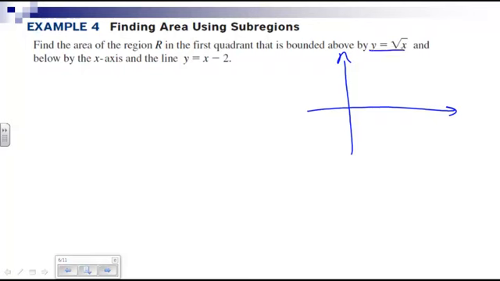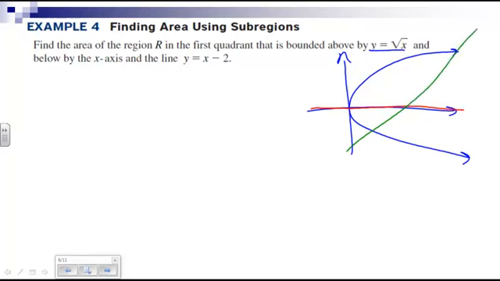In blue, then, will be our probably misnamed sideways parabola. In red is our x-axis. And in green is an approximation of the line y equal x minus 2. Imagine that line is actually straight. So in the first quadrant, bounded above by that parabola and below by this line and this line, we're talking about this really oddly shaped region right there.